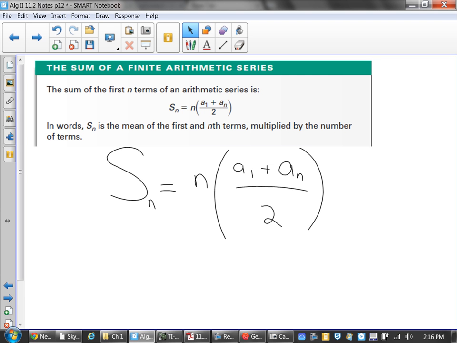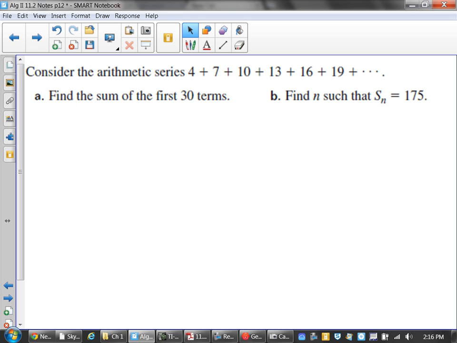So here's what happens. What we're going to do today is use this formula in conjunction with the formula that we used yesterday to solve some other problems. Let me show you an example. For example, we're going to take this arithmetic series, 4 plus 7 plus 10 plus 13 plus 16 plus 19 plus and so on.